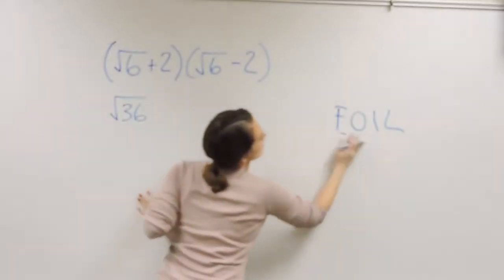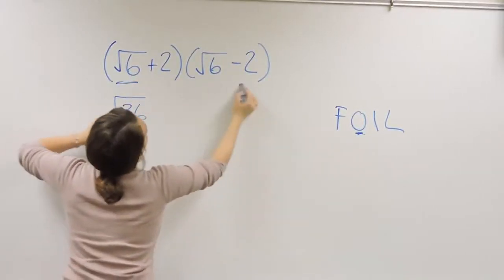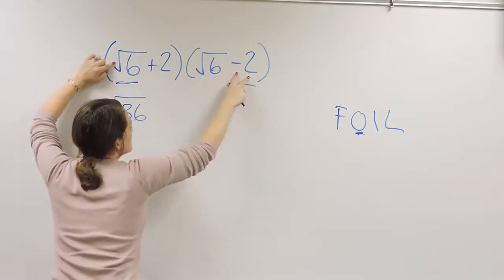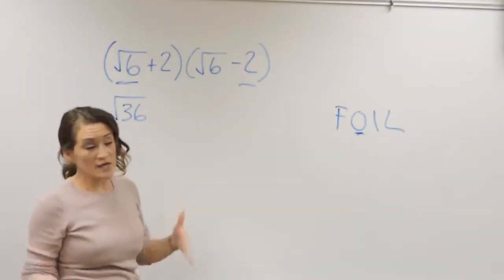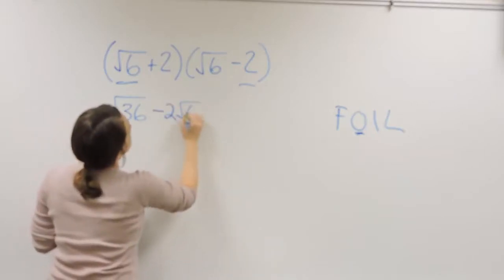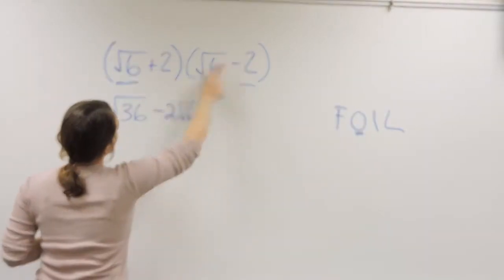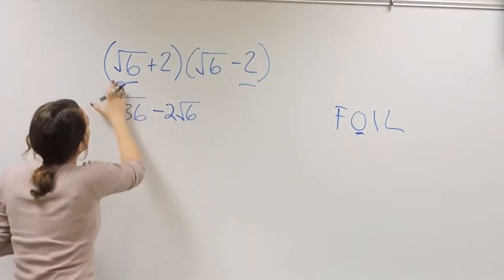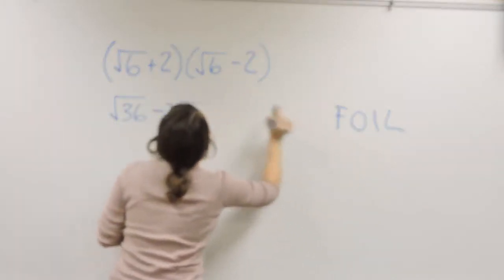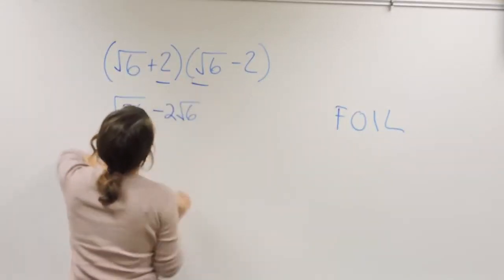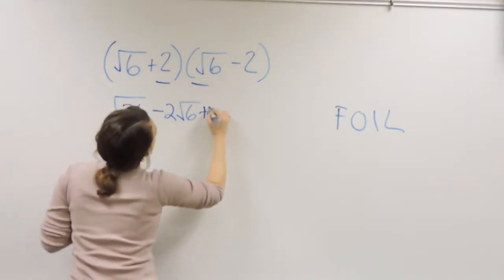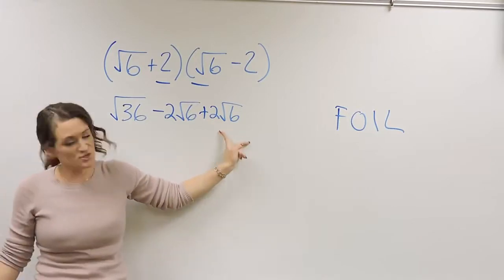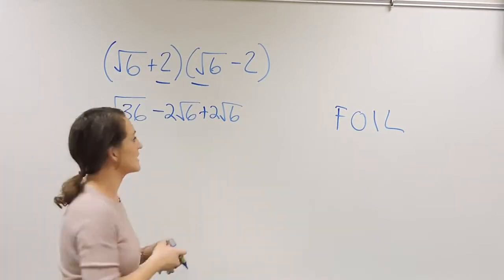Then I can move on to O, which stands for outside, the ones on the edges right over here. So that would be negative 2 times square root of 6. Again, I can't multiply a number and a radical together, so those just get dropped down together. Negative 2 times square root of 6 is negative 2 square root of 6. Then we can move on to I, the inside. So the inside two here in the middle would be 2 times square root of 6. Again, a number and a radical don't mix, so 2 times square root of 6 is 2 square root of 6. Again, just bring them together.